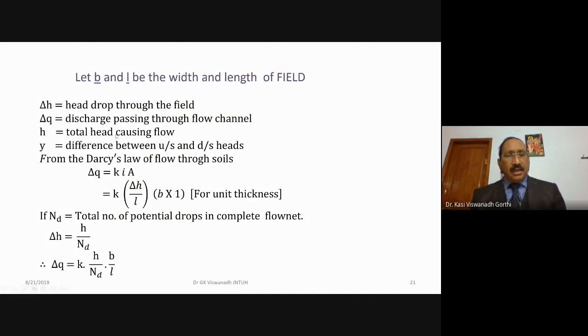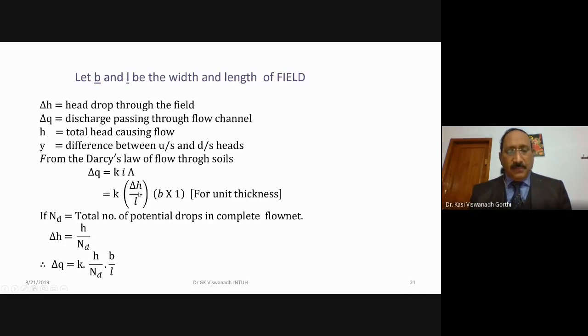H is the total head causing flow, and H is the difference between upstream and downstream heads. Applying simple Darcy's law, V is equal to K into I, and the discharge delta Q will be equal to V into A, velocity into area, or K into I into A, where K and I we know very well, and A is the area. If you take unit thickness, it will be B into 1. So the hydraulic gradient I will be delta H, the drop in pressure head, as we have seen.